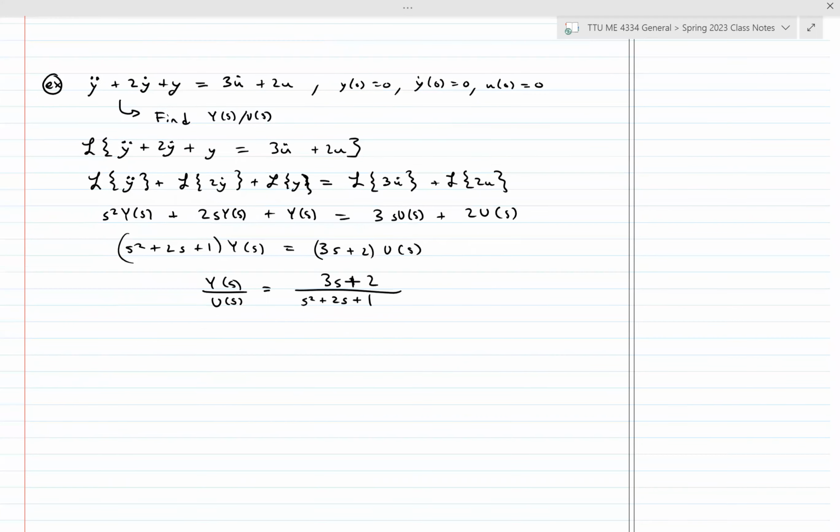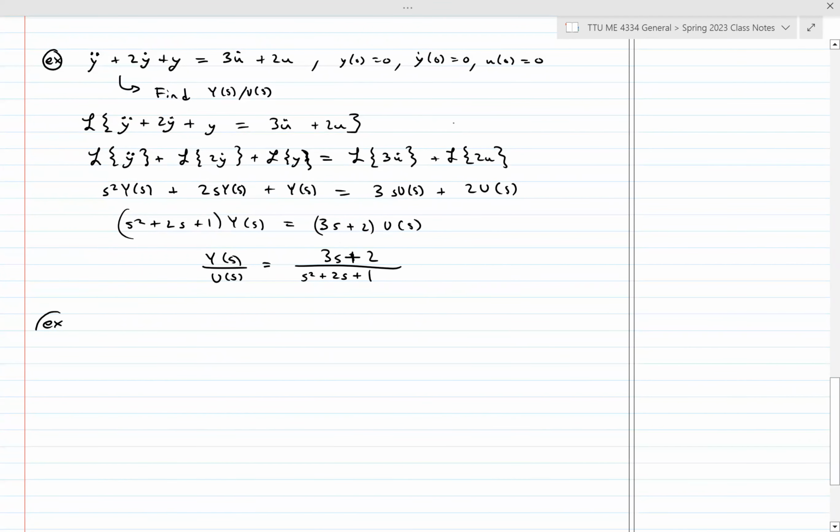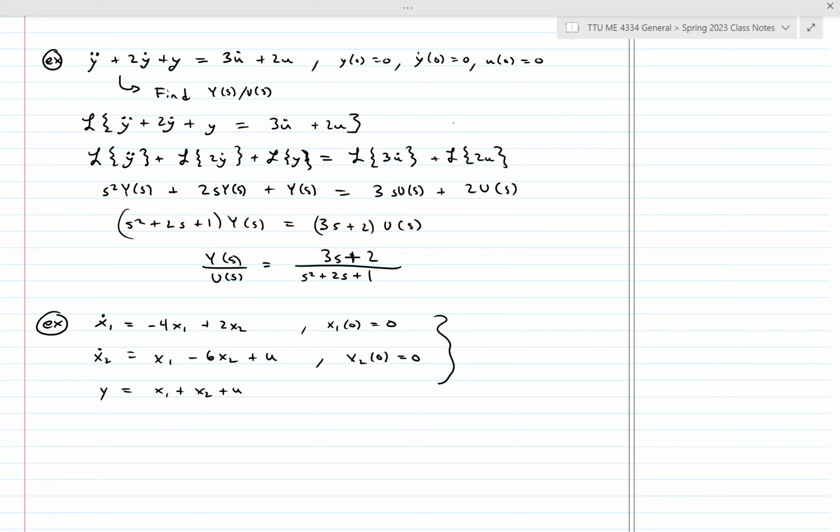Okay, now let's move into a slightly different form. Let's say we had a state space model. x1 dot is negative 4x1 plus 2x2, and x1's initial condition is 0. x2 dot is x1 minus 6x2 plus u, and x2's initial condition is also 0. And then y is x1 plus x2 plus u. We still want to find y of s over u of s, the transfer function for this system.